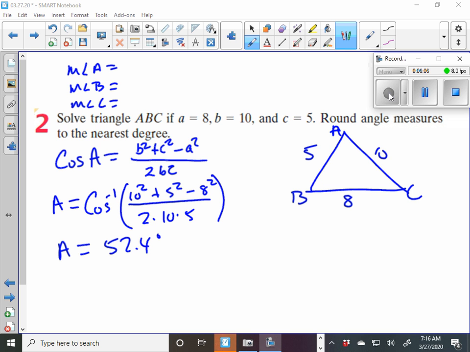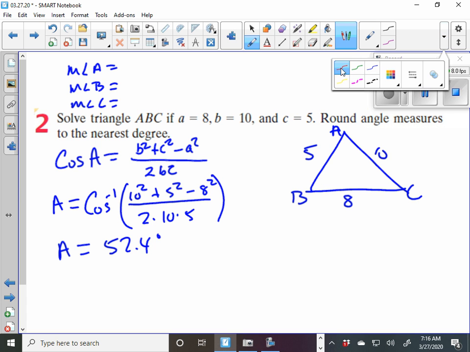A is equal to 52.4 degrees. Now keep in mind, you guys, here's the mistake that we're going to make plugging this stuff into our calculator: if we don't put additional parentheses in here, your order of operations is going to kick in and it's going to give you the wrong answer. Okay.